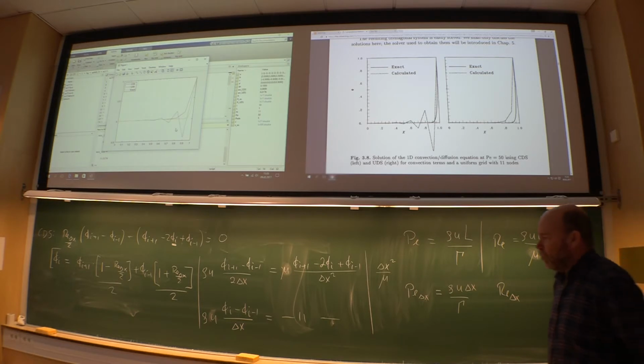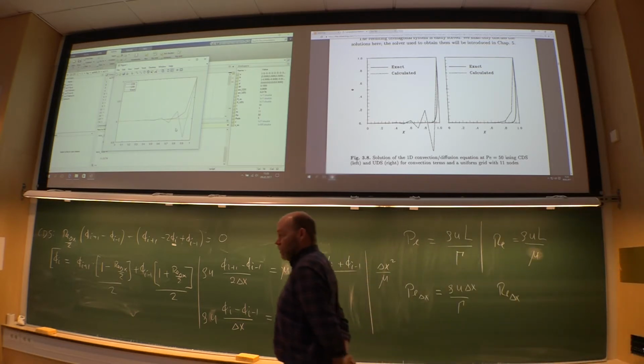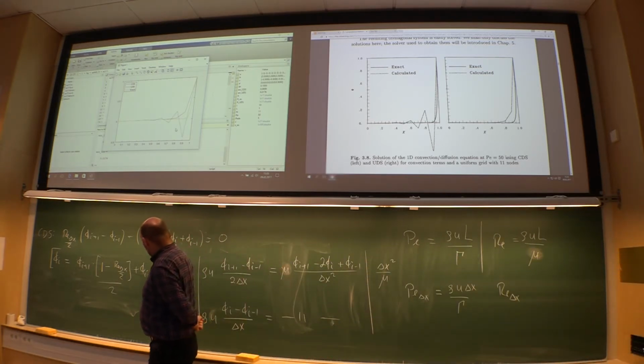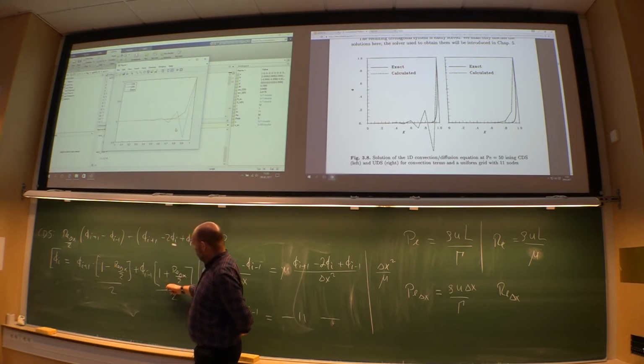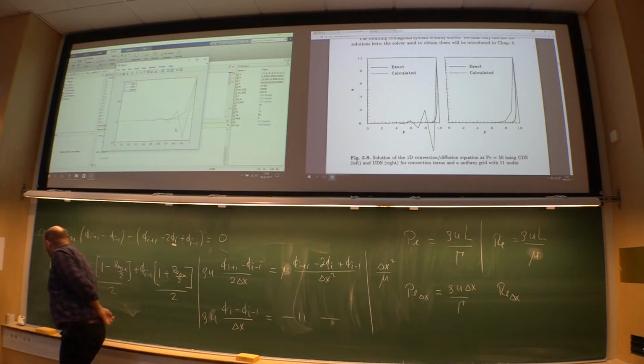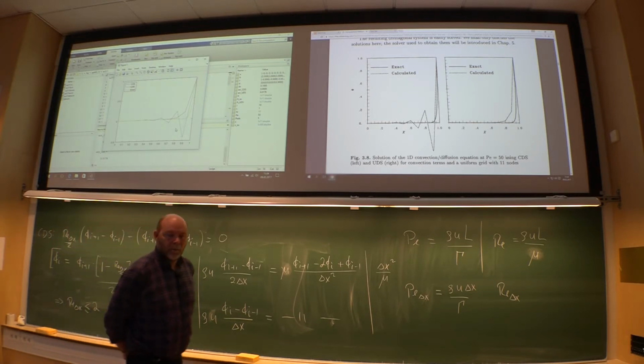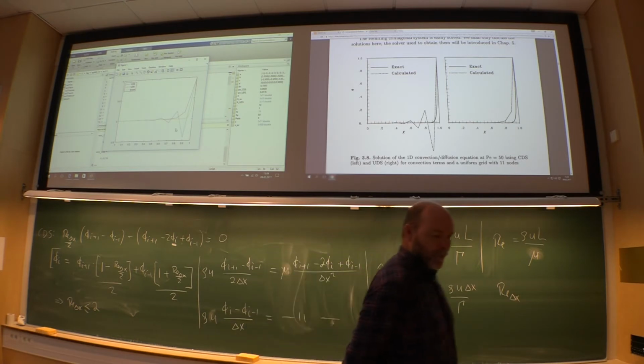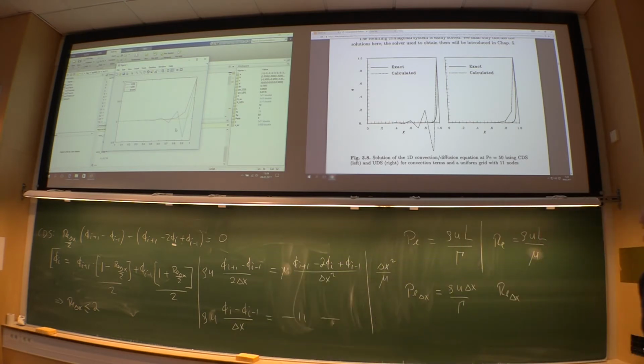Next demand, all coefficients have to be positive. This is not a problem, always positive. This one might be the problem. So here we will now have that the cell Reynolds number must be smaller than or equal to 2. That is the demand that we get. Cell Reynolds number, or cell Peclet number if you like, has to be smaller than 2.